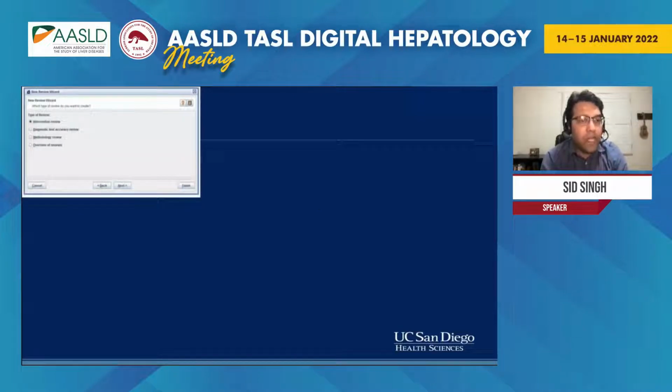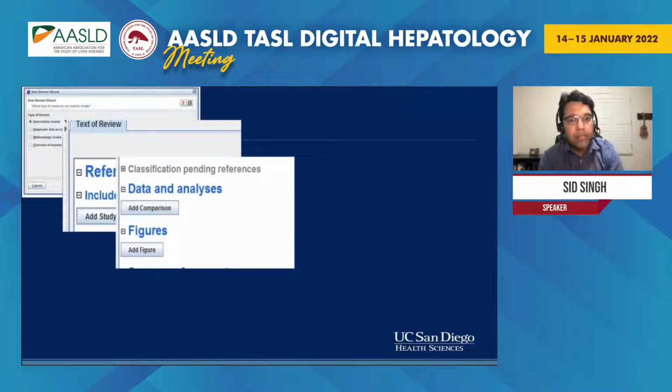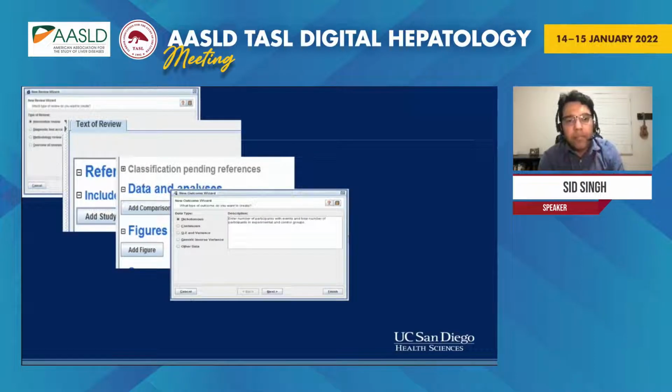First off, when you open RevMan, you'll identify and define the type of review, because that'll define the type of data that you would need to enter. Choose an intervention review and subsequently add your identified studies within this. Once you have inputted all the studies that will be used, move to the data and analysis section and add comparisons. Here, as you open the outcome wizard, it'll ask you what kind of data you're using. For most clinical trials, this is dichotomous data where you're entering the number of participants with events and the total number of participants in both the experimental and control groups.